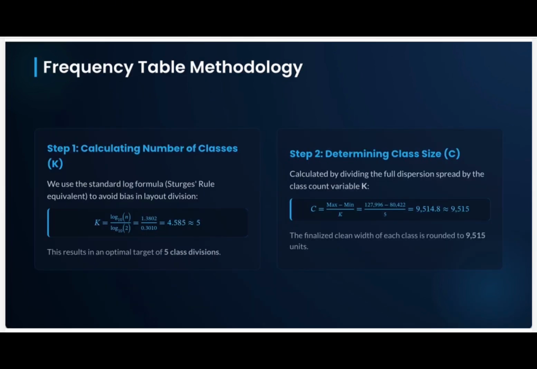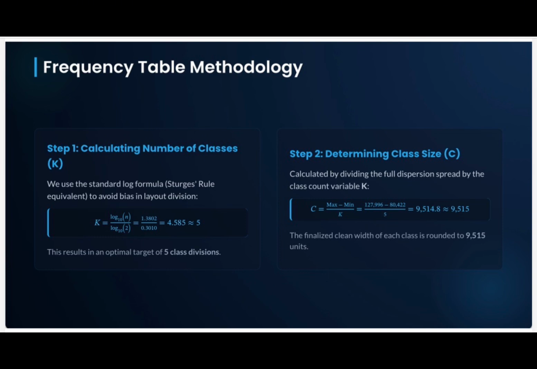Let's look at how we structured this raw data into a clean frequency table. If you refer to this slide, we broke this down into two core technical steps. The first step is calculating the number of classes. To ensure completely objective layout divisions, we utilize the standard log formula equivalent to Sturges' rule. K equals log10(n) over log10(2), which is 1.3802 over 0.3010. It equals 4.585. Rounding this up gives us an optimal target of 5 class divisions.